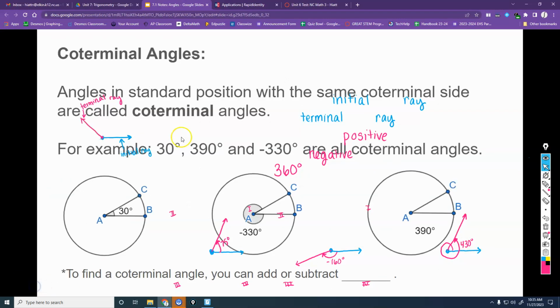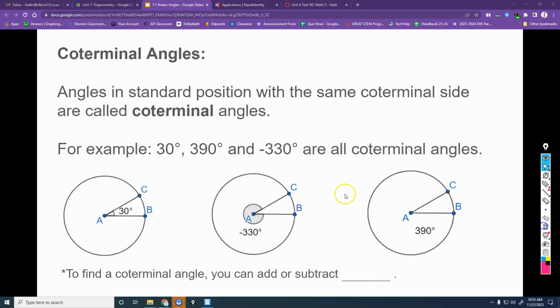So let's look at something that's going to be really important to what we're doing, okay? This is going to be very important to really everything we do in this unit, okay? And that is coterminal angles. Angles in standard position with the same terminal side are called coterminal angles.